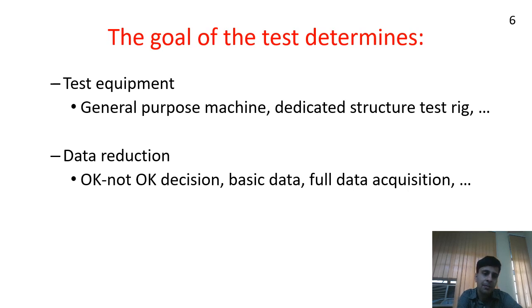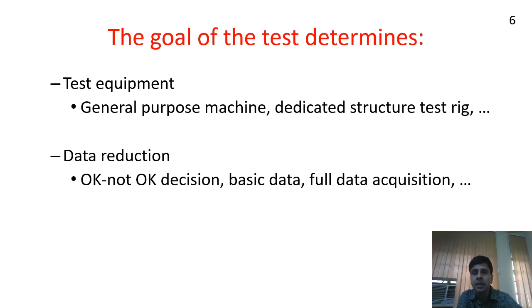And finally, last but probably not the least, is the data reduction. Is it okay or not okay? That is one way of looking at this. I do a test and I have a binary question in mind. I want to test my material and then I see whether or not my material is okay for using, or my structure is okay or not okay. Or we could be looking at some basic data, like I'm not interested whether or not a carbon fiber composite or some other composite is suitable for use, but I want to know the basic properties. I want to know the Young's modulus, I want to know the strength, etc.